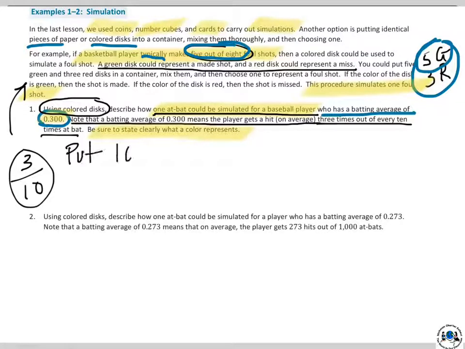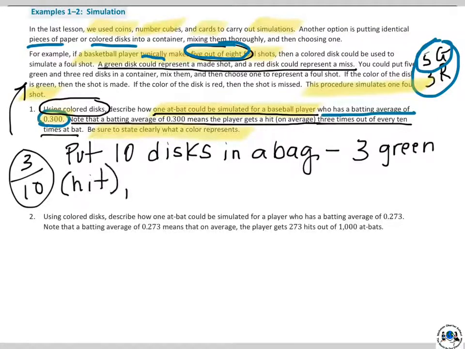A good way to do it, a pretty logical, easy way, is to put 10 discs in a bag. Make 3 of those green, which will represent hits, and 7 red, which will represent outs, a non-hit. All right, so that would be easy.